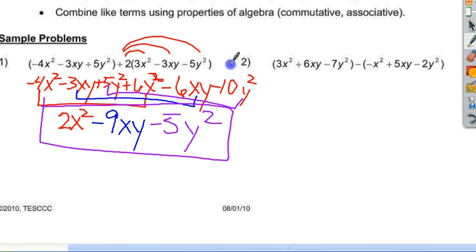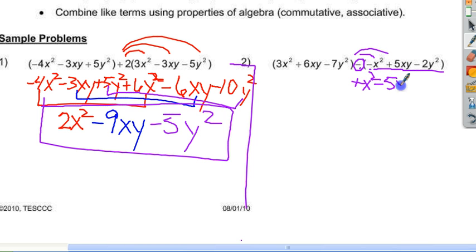Okay? All right, on this one, nothing to distribute except for this negative. Now remember, you're subtracting this whole trinomial, not just the first term. So what that makes you have to do is change all of these signs. When I subtract a negative, that's actually going to become a positive. When I subtract a positive, that'll still be minus. And when I subtract a negative, that becomes a positive.